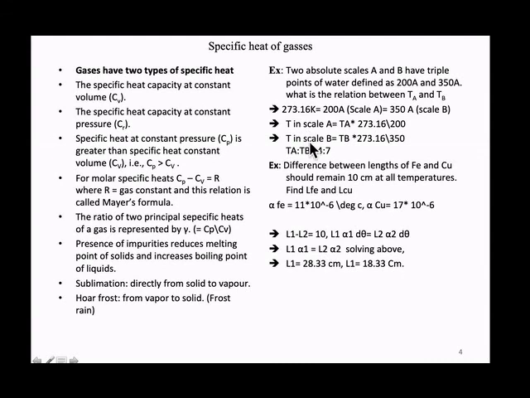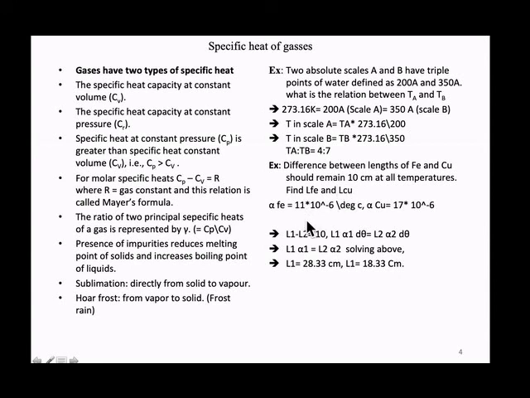When I scale, 4 is to 7, because TA for the same temperature is reading less. Now, suppose I have two materials, iron and copper. The difference between their lengths should remain 10 centimeters at all temperatures. What is the length of the iron rod and the length of the copper rod?